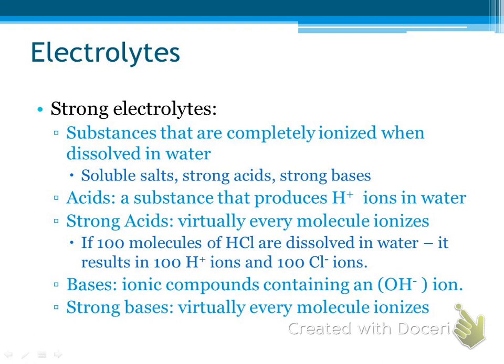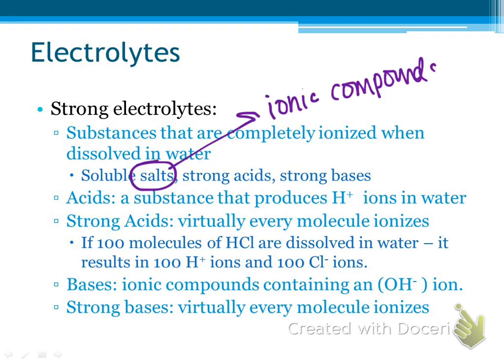Examples of strong electrolytes are soluble salts. And remember, salt is another word for ionic compounds. A salt is anything that's a positive and a negative. We think of salt as sodium chloride, but salts themselves are ionic compounds. Those are considered strong electrolytes. So sodium chloride is a salt, also called salt. That's a strong electrolyte.